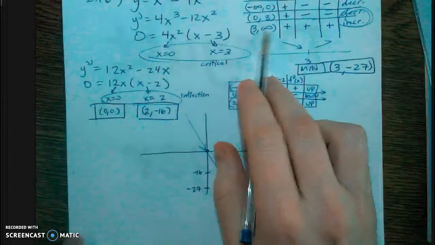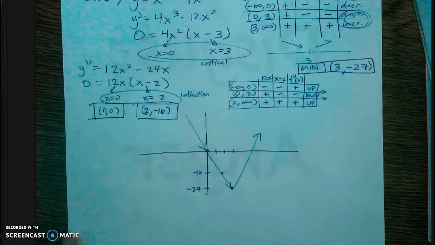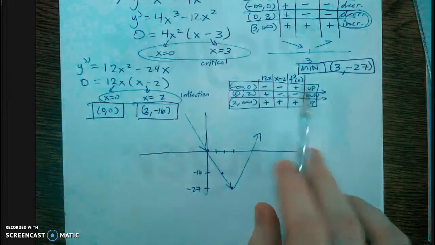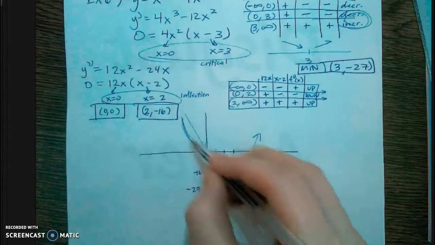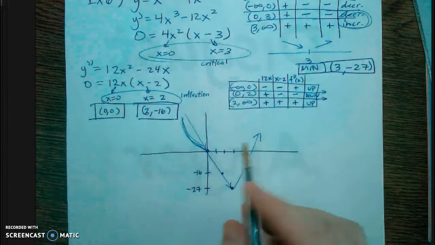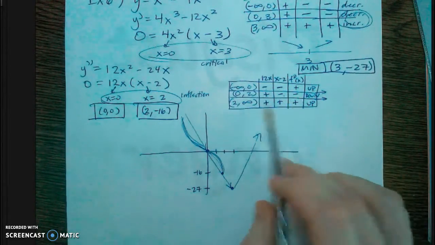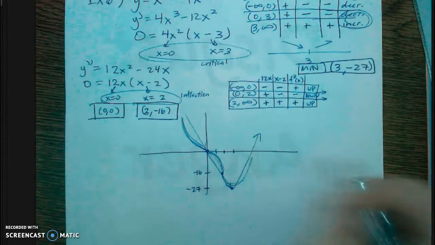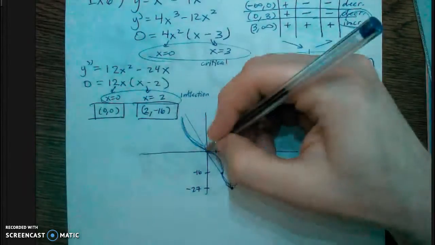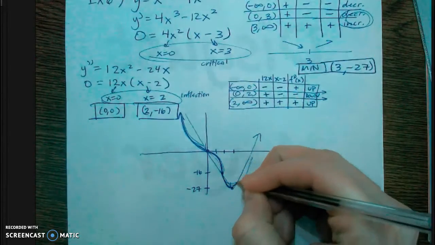And then from 3 to infinity, we're going to increase. So we've got that. And then we're going to check our concavity. From negative infinity to 0, it's going to be concave up. From 0 to 2, it's going to be concave down. And then from 2 to infinity, it's going to be concave up again. So then if we just draw a rough sketch, it should look something like this. And done.